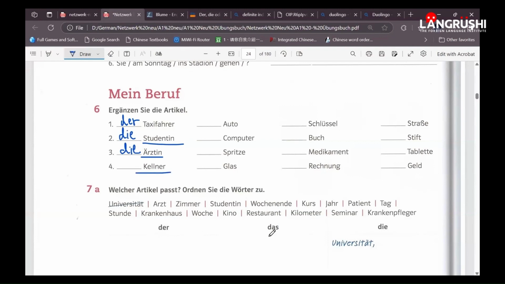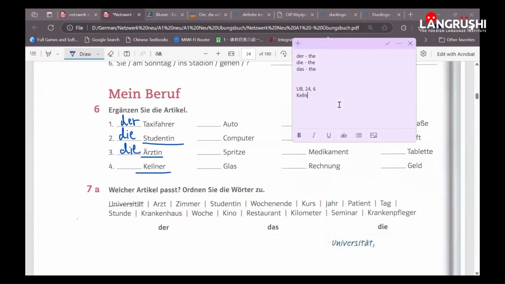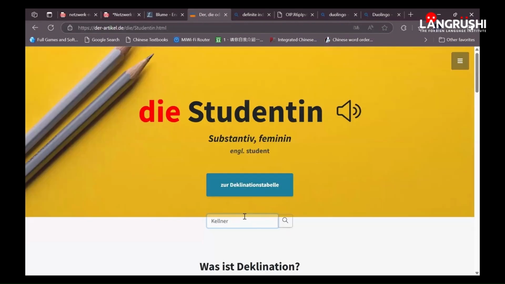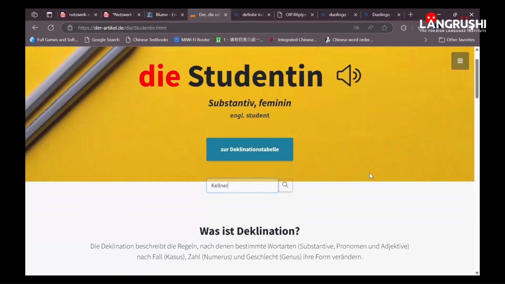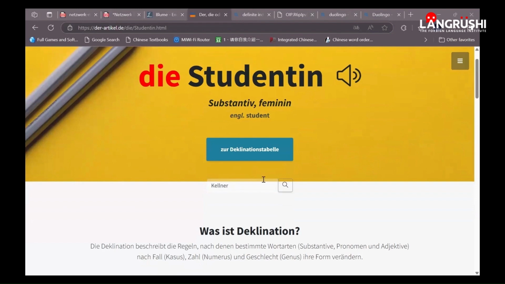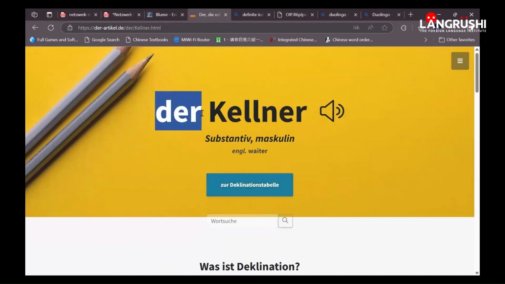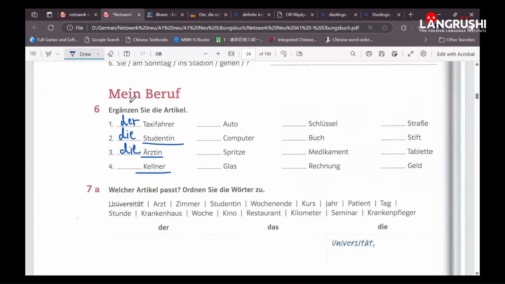Now let us look for Kellner. Okay, Akil, you tell me this one. What's the gender? Der. Yeah, it is der. And Kellner is a waiter. Okay, so I will write der.